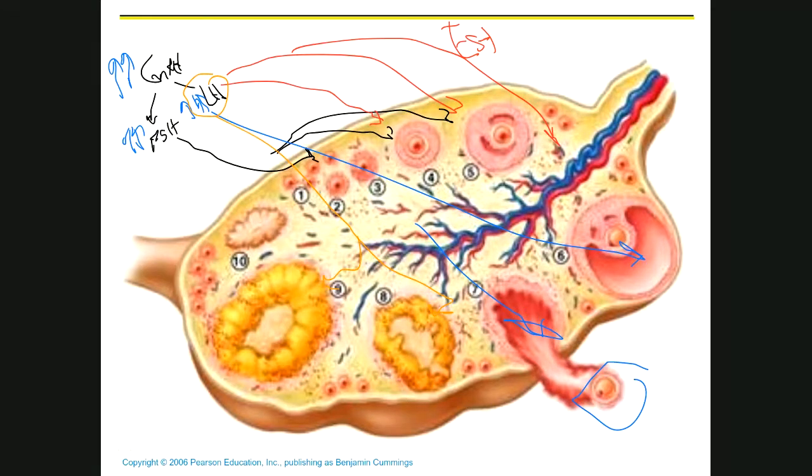And so now we're going to get both estrogen and progesterone. But remember, it's only going to live 14 days. And then it's going to die. And when it dies, estrogen is going to go down. And progesterone is going to go down. And then this is going to start all over again.